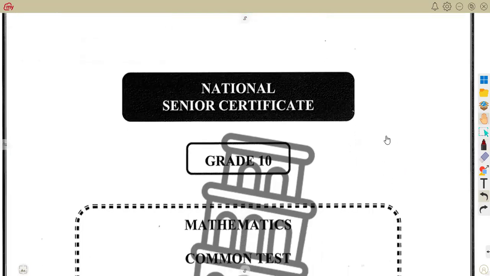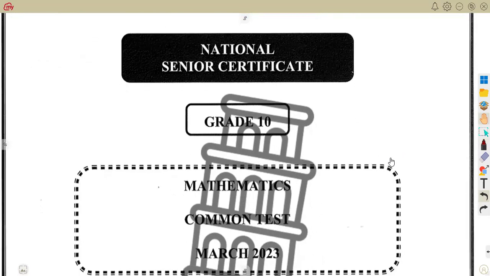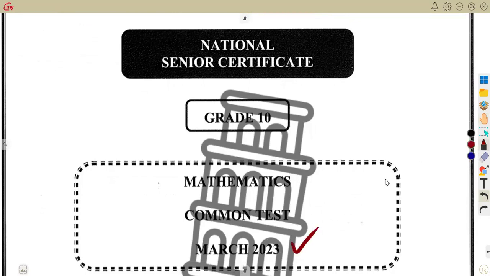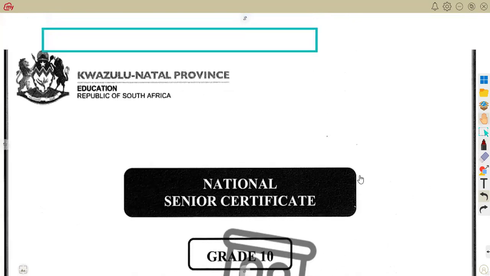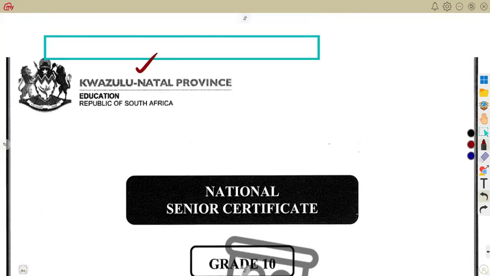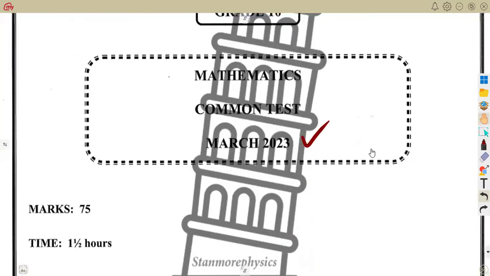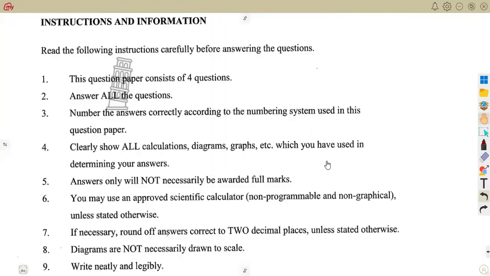So this is a typical exam question that we are going to work with for the March 2023 exams, which is from the KZN province. So guys, we do not need to waste much time, we are simply going to quickly rush through our questions. Make sure that you read your instructions and information that you are given. Round off answers correct to 2 decimal places unless stated otherwise. Also make sure the workings are done properly, guys.